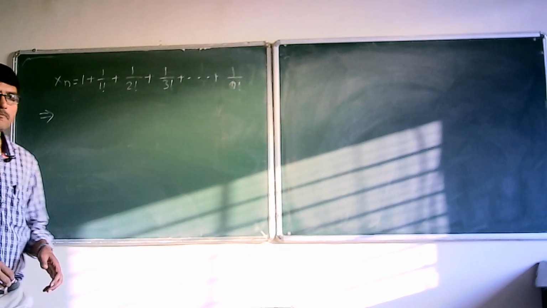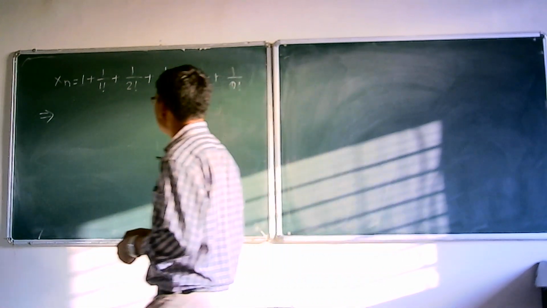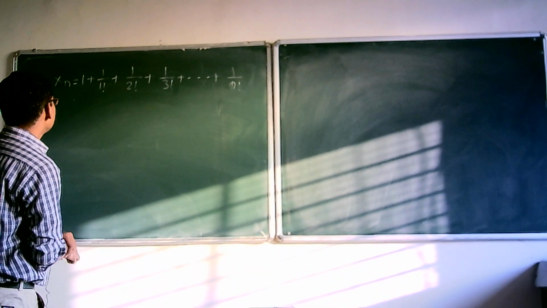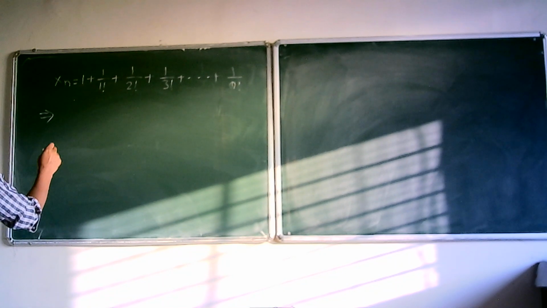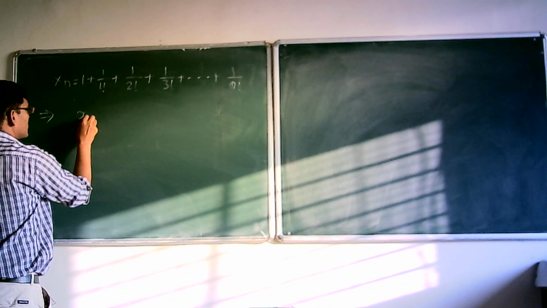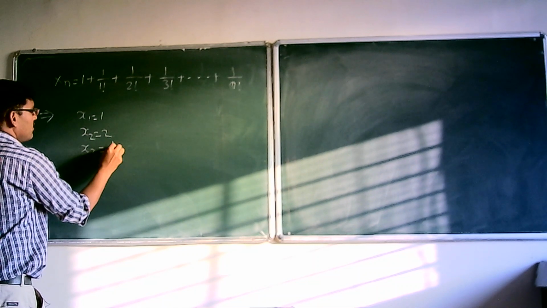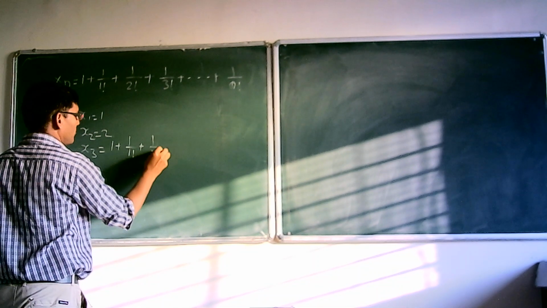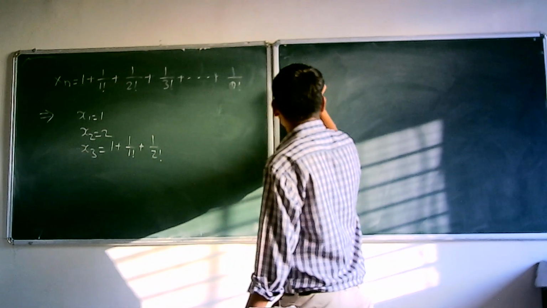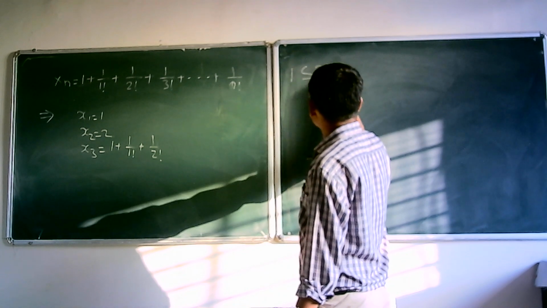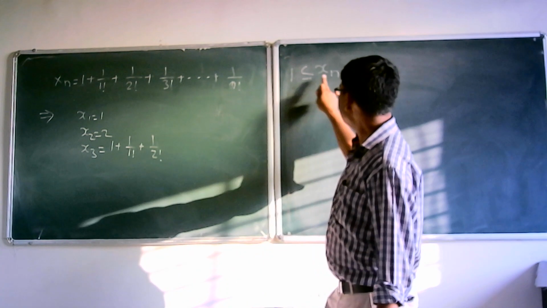So when we say a sequence is bounded, it has an upper bound and a lower bound. If the given sequence has an upper and lower bound, then we can say that the sequence is a bounded sequence. Now, if we determine a few terms of this sequence, x1 is 1, x2 is 2, and x3 is 1 plus 1 upon 1 factorial plus 1 upon 2 factorial. So if you observe, all these terms are greater than or equal to 1. So 1 is a lower bound: 1 is less than or equal to xn.